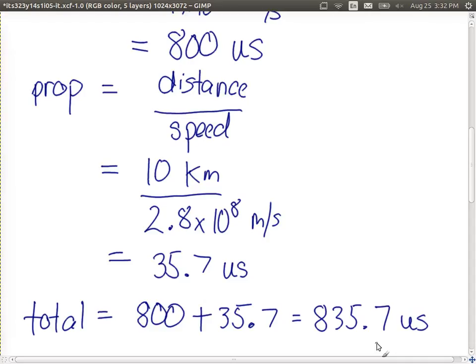Any other questions on this one? Everyone got this answer? Good. Most people are on track if they didn't. Another one. Different scenario.